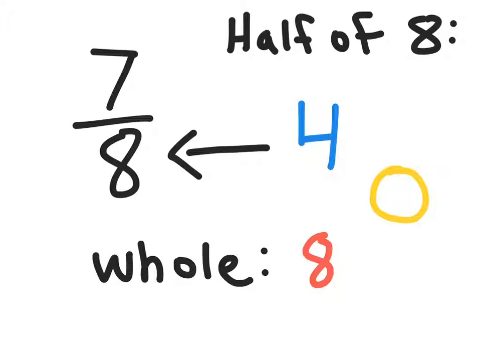So now once we know the half, the whole number, and 0, we look at the numerator, or the 7 in this case. And we need to decide which number 7 is closest to. Is it closest to the 4? Is it closest to the 8? Or is it closest to the 0? Well, 7 is 3 away from 4. It's 1 away from 8. And it's 7 away from 0. So the best thing that we could do is round this up to the 8, or make it 1 whole. So we round 7/8 to 1.